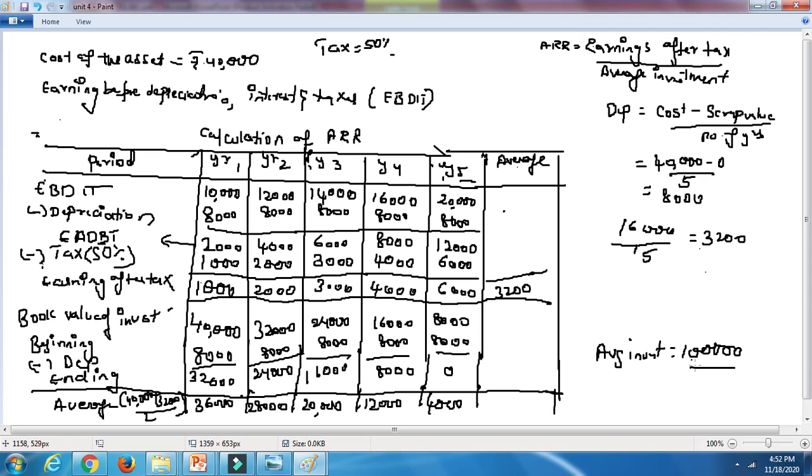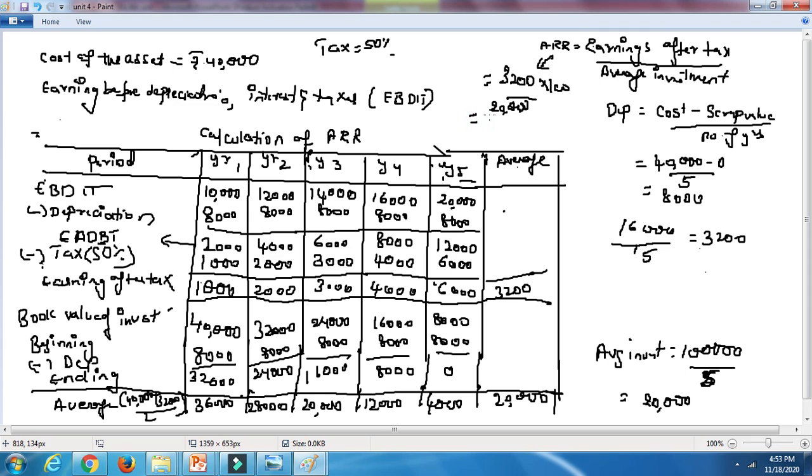I have added all of them after taking out the average. Divided by 2, sorry, divided by 5, number of years it is. So number of years, you need to take the average out of it. So it will come around to 20,000. So here also the average will be 20,000. If you substitute over here, numerator will be 3,200 what we got, and the denominator is what I have calculated, 20,000, into 100.